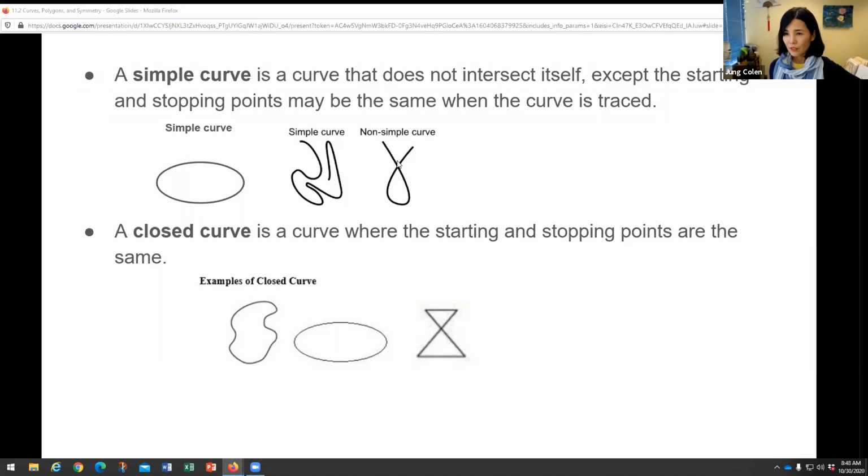This is not a simple curve because when you pick this crossing point here, you have 4 sides going out from that point. So it is not a simple curve.